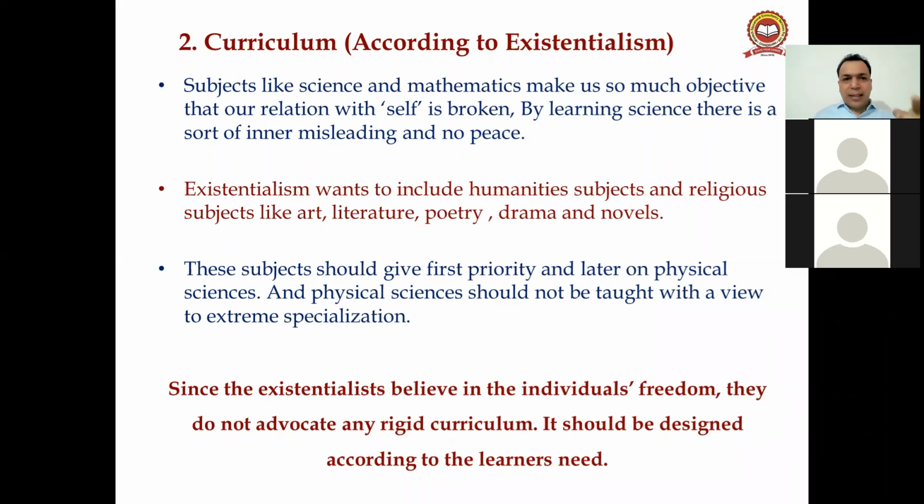If you have done idealism, you will see that this curriculum is the same as in idealism. Idealism also gave priority to subjects like art, literature, and so on. So priority should be given to these subjects, the humanities and social sciences, instead of the physical sciences. Existentialism wants to say that physical sciences come later on. First they give importance to subjects like art, literature, poetry, drama, and novels, because from these subjects individual freedom exists more. Since existentialists believe in individual freedom, they do not advocate any rigid curriculum. It should be designed according to the learner's need. So this is all about the curriculum or syllabus according to existentialism.